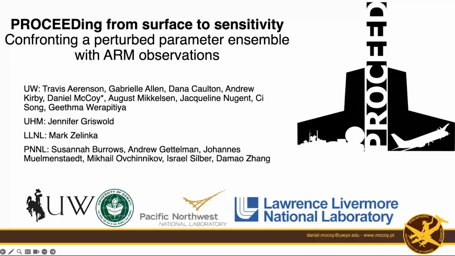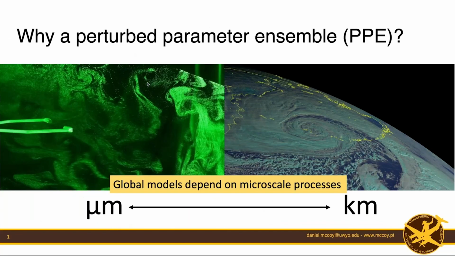Yeah, so I don't think I need to say too much more about this. We're hoping to look at parameterized subgrid scale processes in models using a perturbed parameter ensemble, with the goal of setting up a framework where you can use the ARM observations to constrain a lot of these processes, specifically microscale processes. And we think that a perturbed parameter ensemble is a pretty good tool for this because a lot of the processes that end up driving global scale phenomena like these 1,000-kilometer wide extratropical storms are ultimately microscale processes.